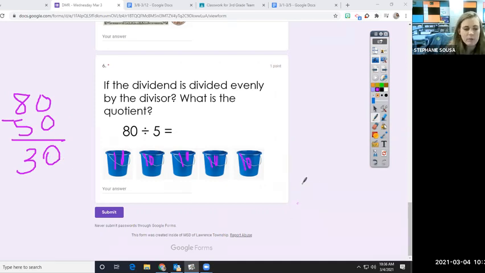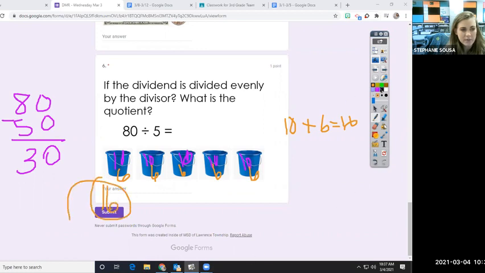Well, counting to 30 by 5s is very easy. 5, 10, 15, 20, 25, 30, 6 times. So we're going to add 6 more in each bucket. So each bucket has 10 plus 6. 10 plus 6 is equal to 16. So your answer is 16.